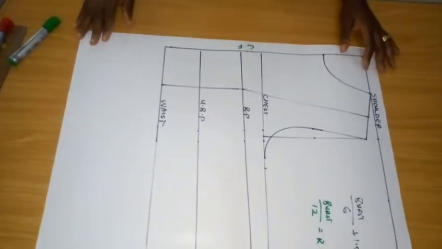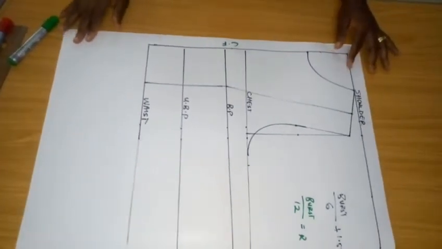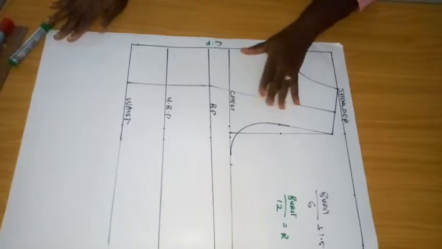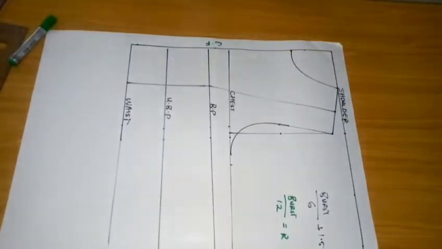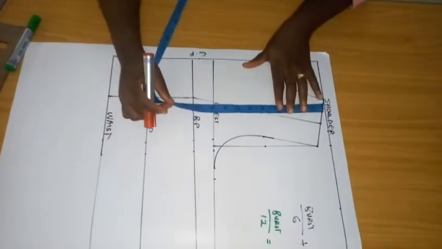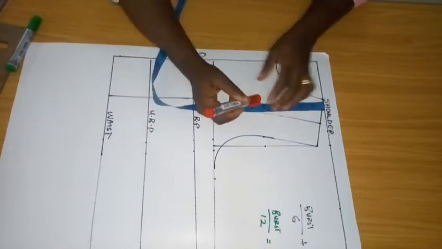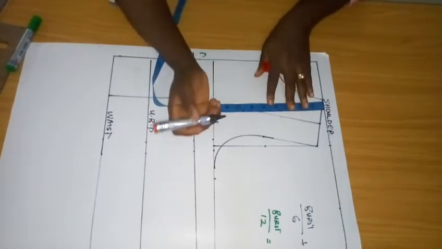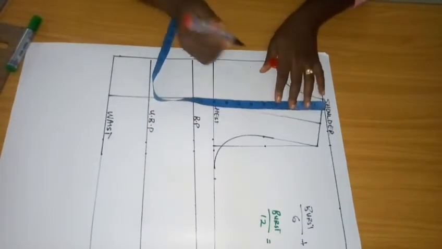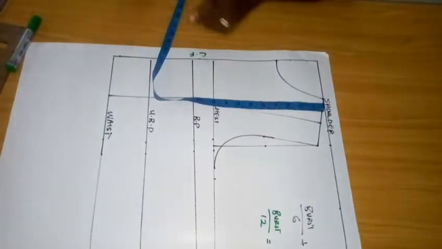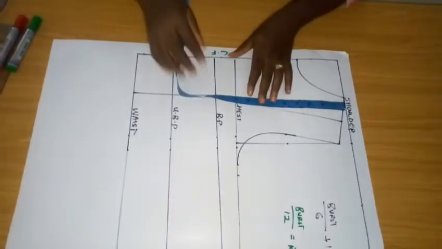The first thing we want to do is determine the yoke part of this dress. To determine the yoke part, simply come down from your shoulder line. Let me just do this because it actually works perfectly well.